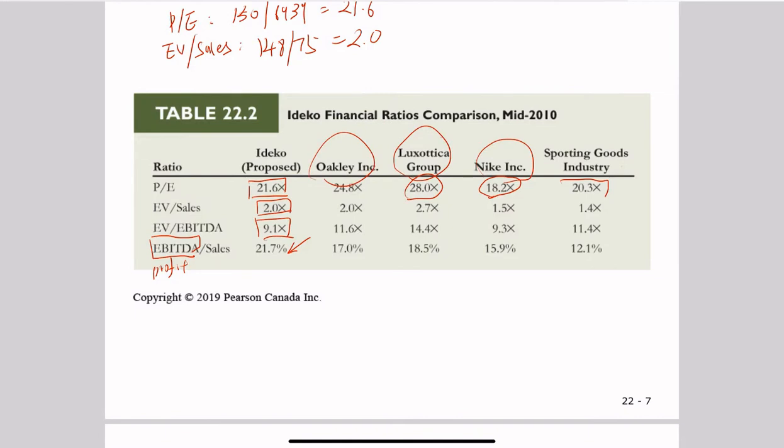And then we will compare these valuation ratios with ratios from comparable firms. So if the valuation ratios from IDCO are at least in the range for other comparable firms, then we would know that this acquisition price of $150 million is at least reasonable.